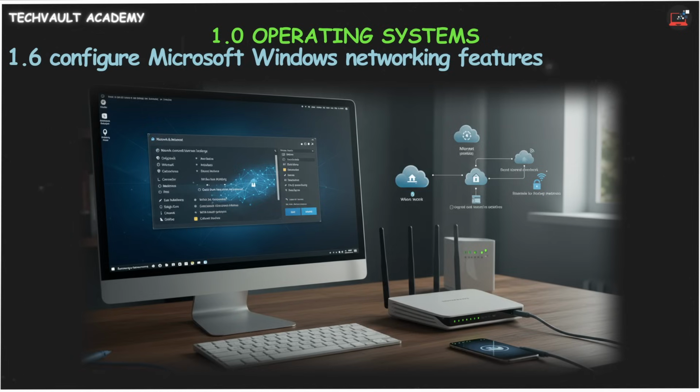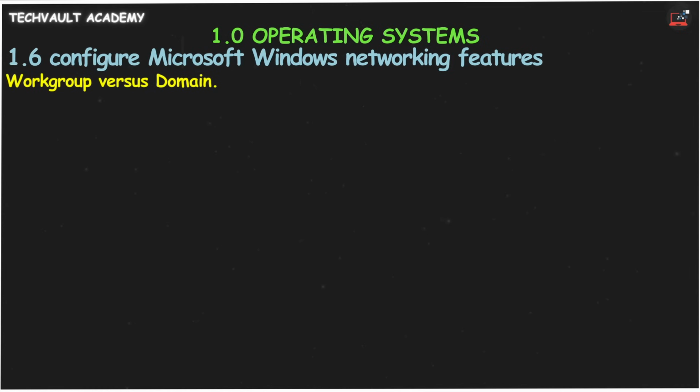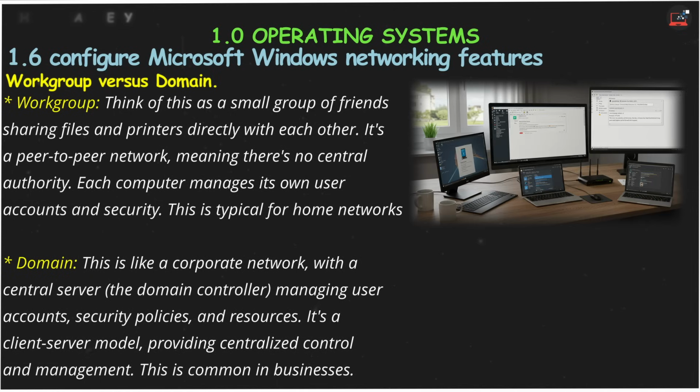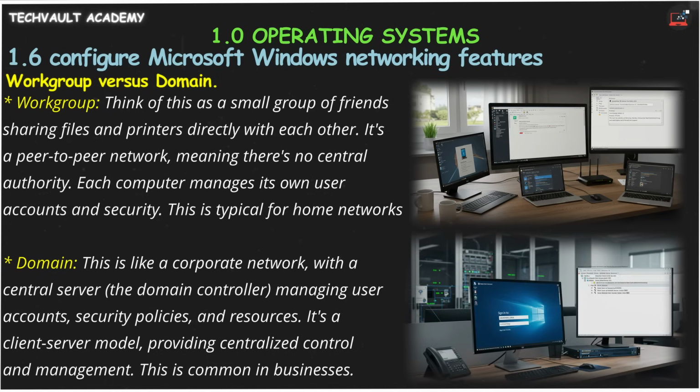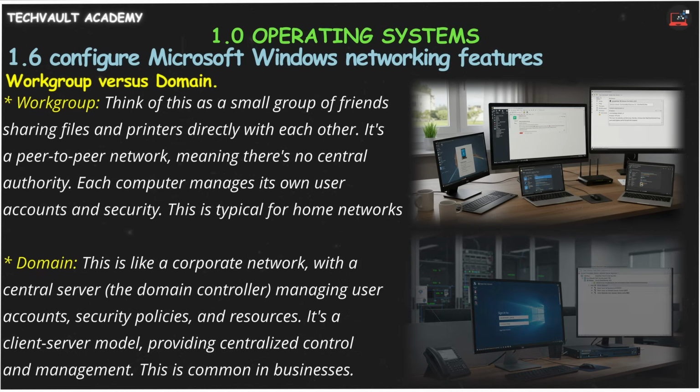First, a fundamental concept: workgroup versus domain. Workgroup. Think of this as a small group of friends sharing files and printers directly with each other. It's a peer-to-peer network, meaning there's no central authority. Each computer manages its own user accounts and security. This is typical for home networks. Domain. This is like a corporate network with a central server, the domain controller, managing user accounts, security policies, and resources. It's a client-server model, providing centralized control and management. This is common in businesses.